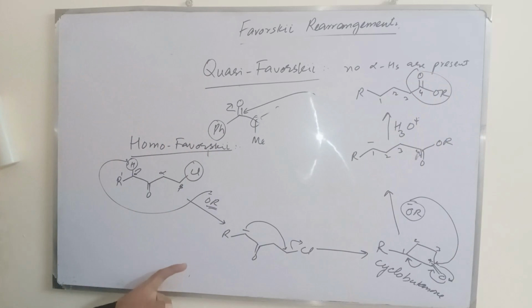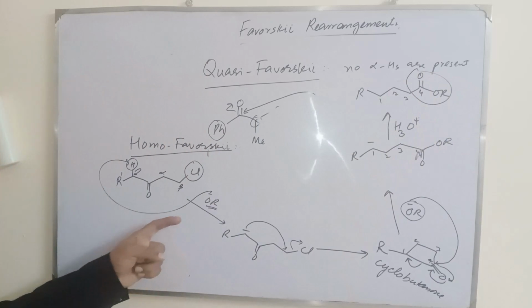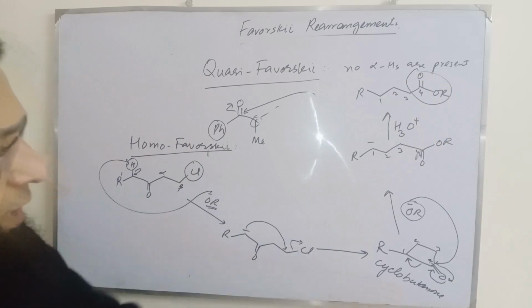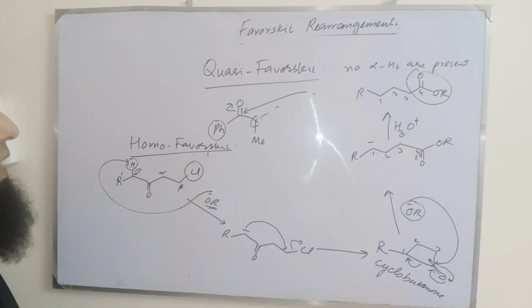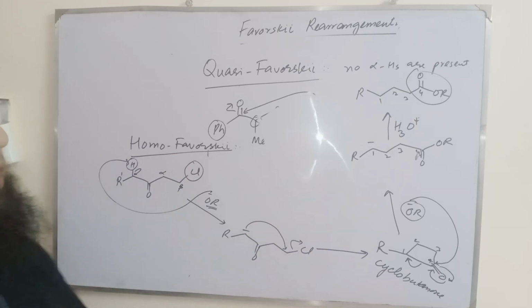So this rearrangement takes place through a cyclobutanone intermediate. That's why it is called homo-Favorskii rearrangement. And when no alpha hydrogens are present, we get quasi-Favorskii rearrangement. So I hope this is all clear to you.